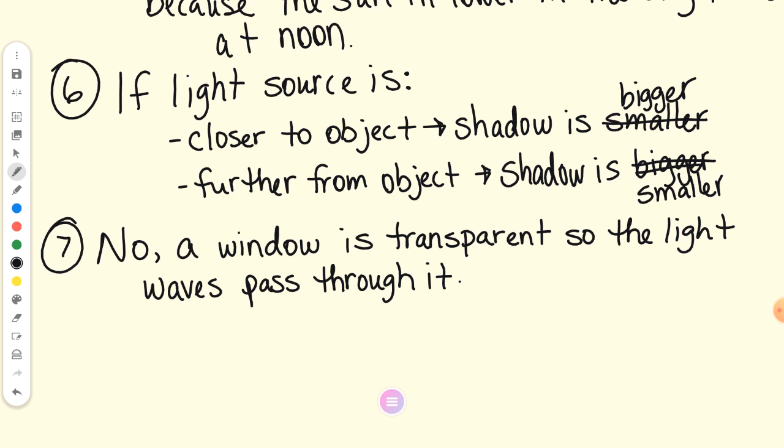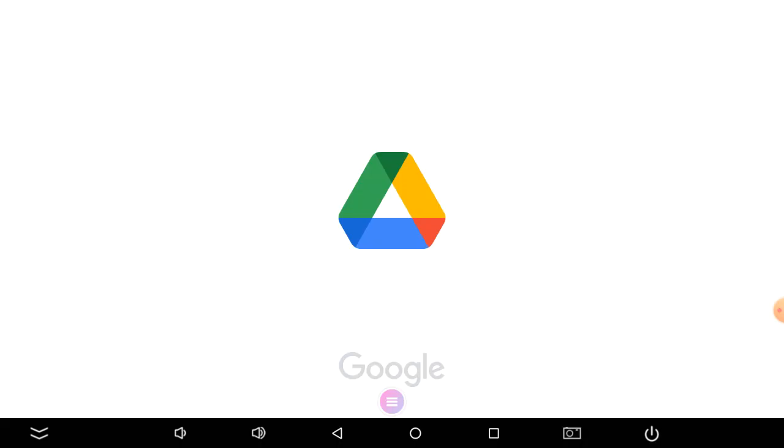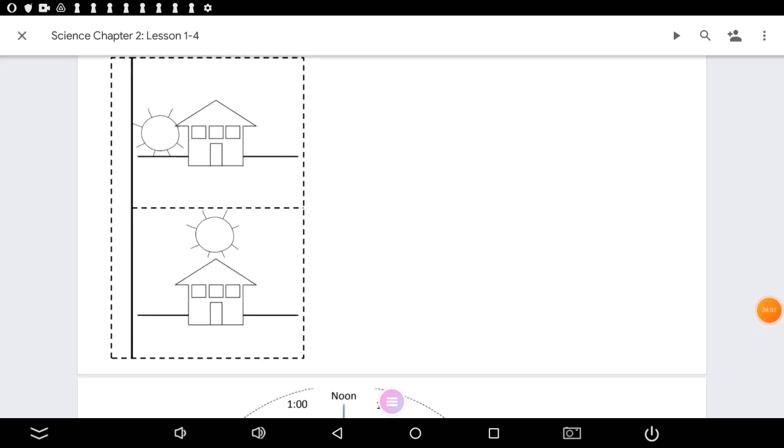Okay, now we're going to get to our foldable. Go ahead and open that. Yes, you can shut your book. Let me see if I can pull this up real quick. Okay, so our foldable is like this.